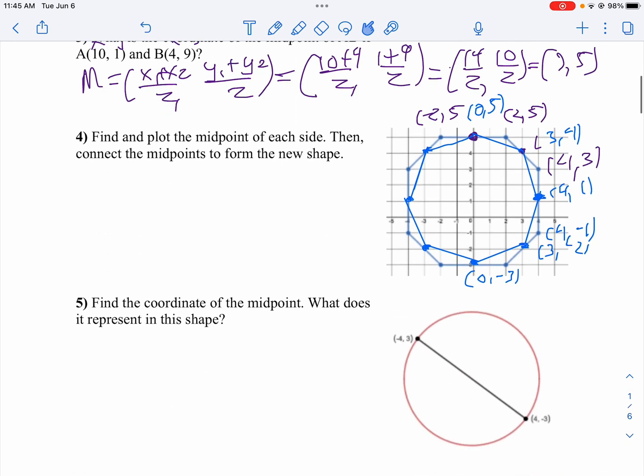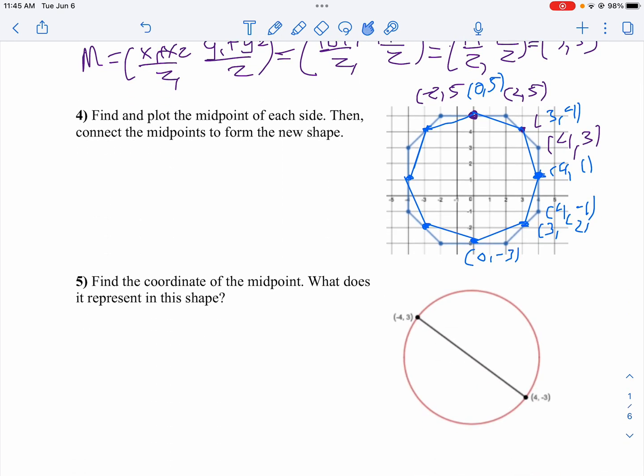Now in question 5, I want to know the coordinate of this midpoint. And then there's 2 parts to this question. Make sure, tell me, what does this represent? Well, first off, let's find the midpoint. And it's drawn in for me, so I'm going from -4 to 4, so that will be at 0. I'm going from 3 to -3. Oh, that's also 0, isn't it? So my midpoint is at 0, 0.